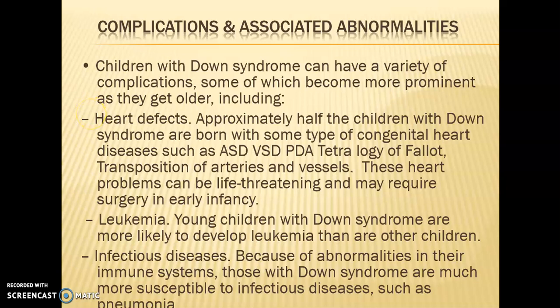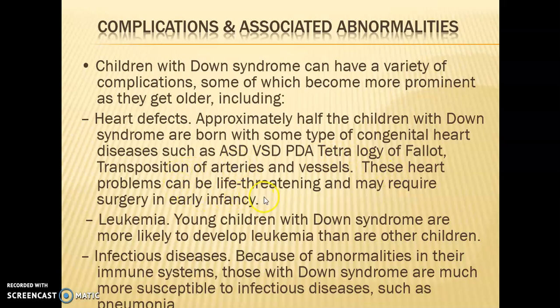Complications and associated abnormalities. So what are the complications and the associated abnormalities? Children with Down syndrome can have a variety of complications, some of which become more prominent as they get older, including heart defects. Approximately half the children with Down syndrome are born with some type of congenital heart disease such as ASD, VSD, PDA, tetralogy of Fallot, transposition of arteries and vessels. These congenital heart diseases are seen as an associated problem in children with Down syndrome.